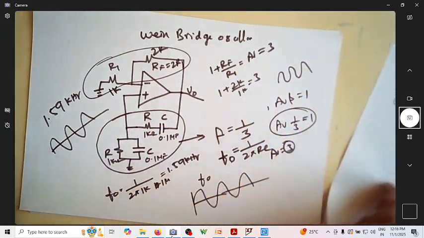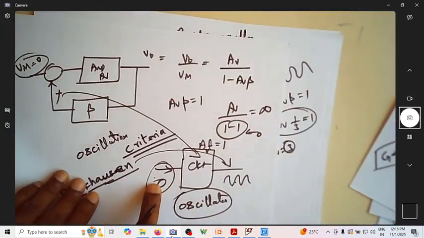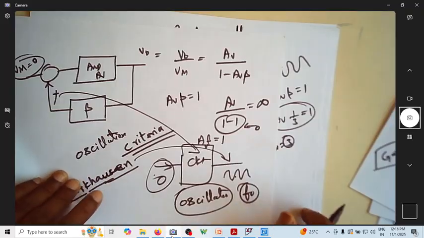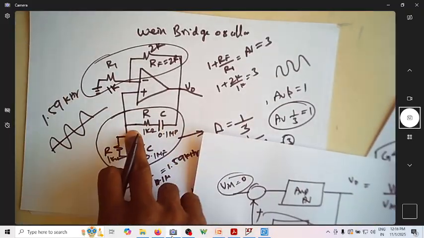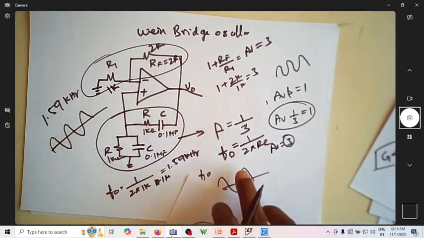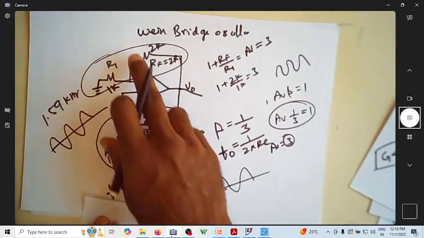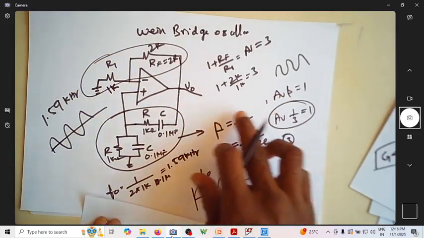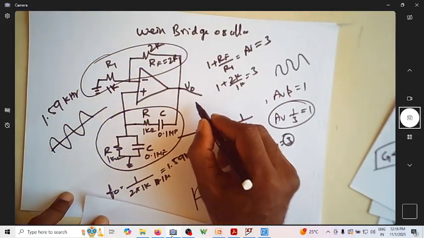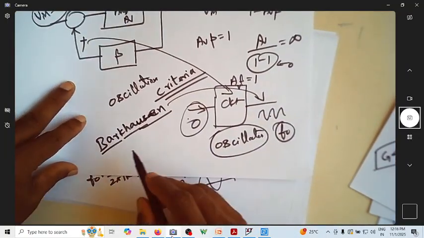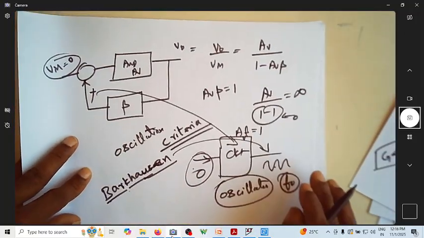So without giving input, you can get the oscillation at a particular frequency F naught decided by this network, provided A beta is equal to 1. What is A? It is now 3 because beta is 1 by 3. So when this is satisfied, you will get oscillations, which is called the Barkhausen criteria.